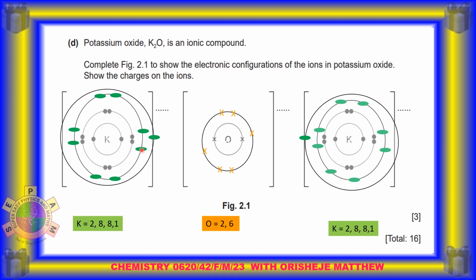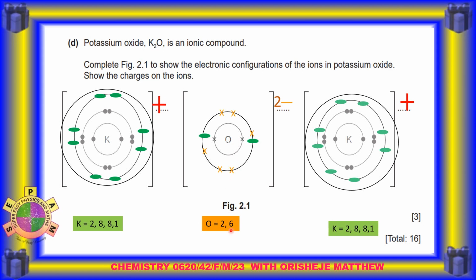And then for this one to attain stability, it can easily lose the electron in the 4th shell. So let's look at potassium. Potassium loses 1 electron, so it becomes positively charged. Because the number of electrons has reduced, it has more protons than electrons. So this one has 18 electrons and 19 protons.